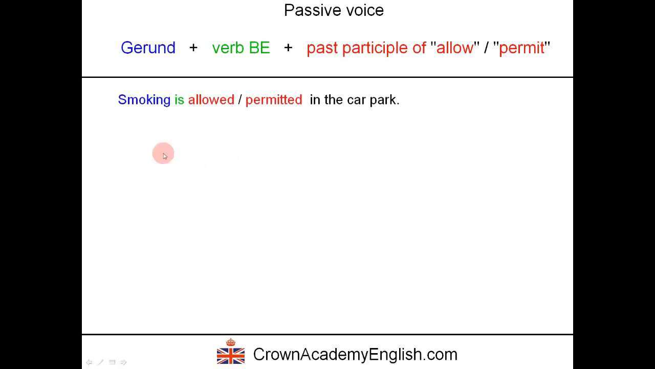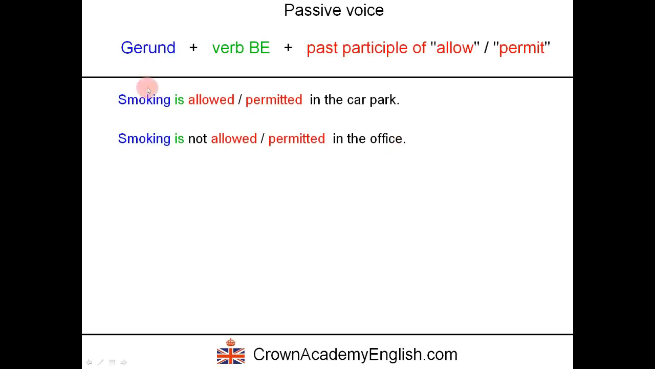So here is an example. So here we have the gerund, which is the ing form of a verb, and it is acting as a noun. Okay, so it's an action. Smoking is allowed in the car park. Okay, so smoking is authorized, is permitted in the car park. And in the negative, smoking is not allowed in the office, or smoking is not permitted in the office.